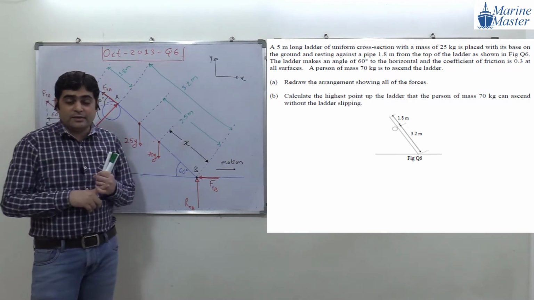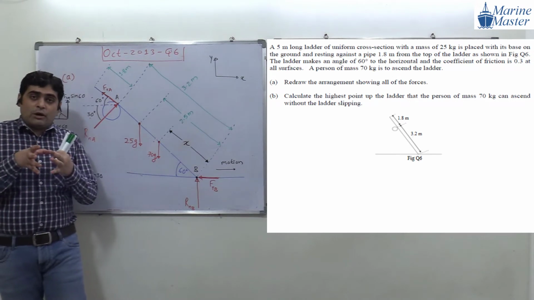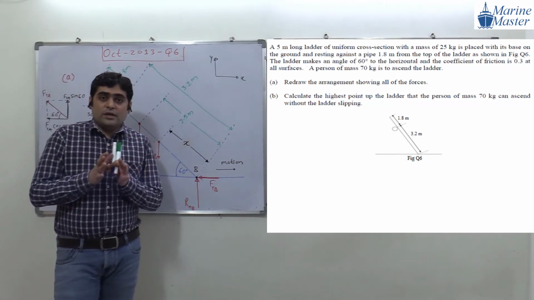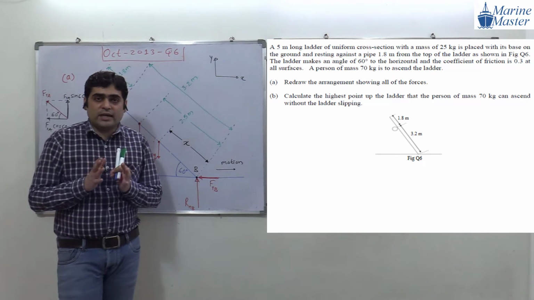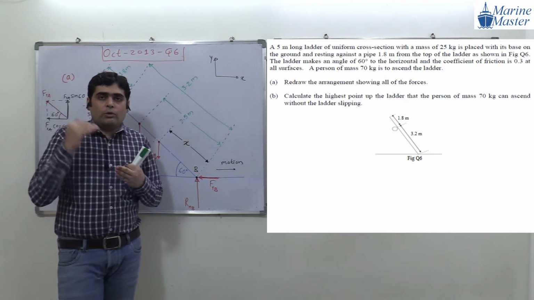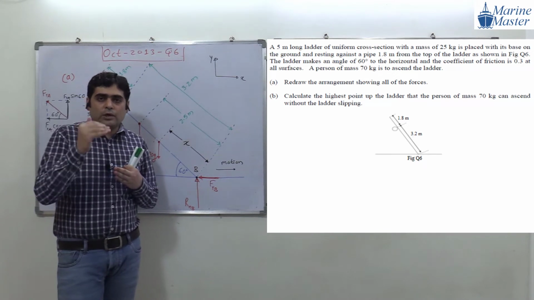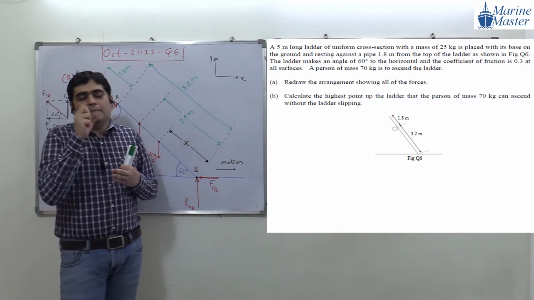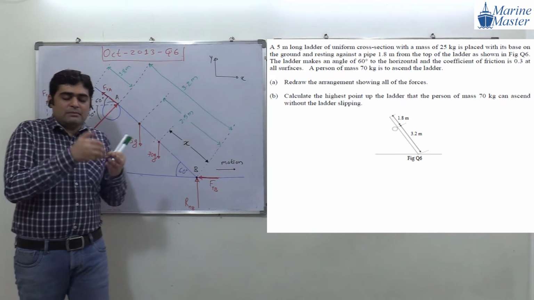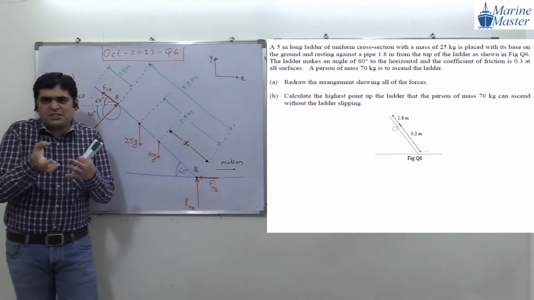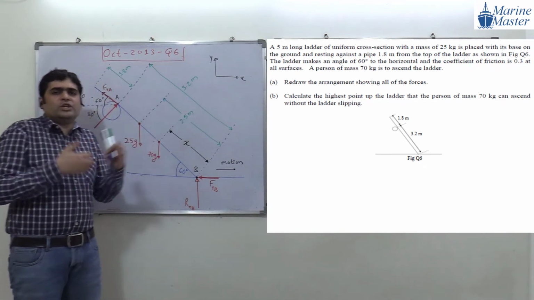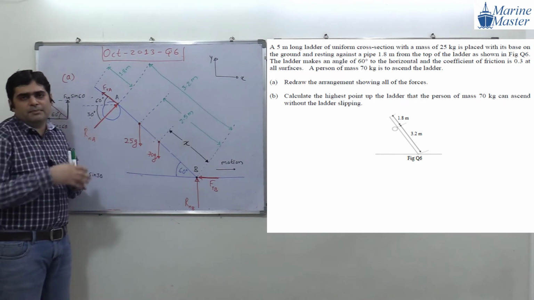Guys, listen to my words again. For taking moment, we have to select such a point where calculation should be what, guys? Minimum. Okay, as much as minimum means as less as possible, means there should be fewer forces in the calculation or in the expression of the moment equilibrium equation.